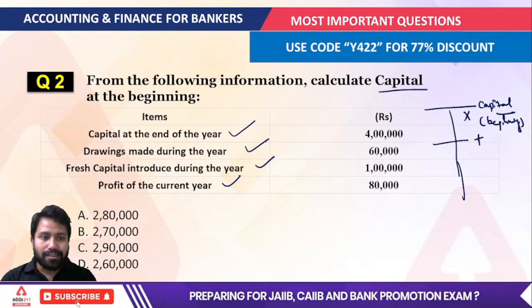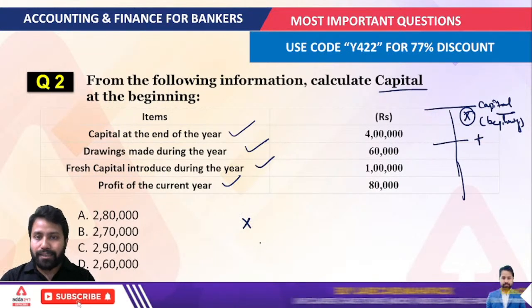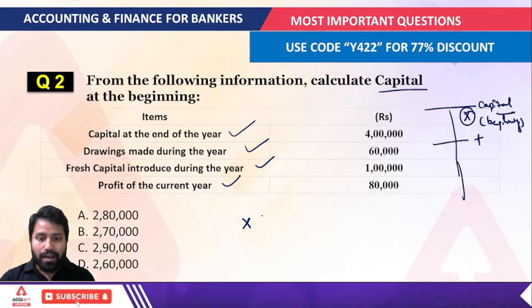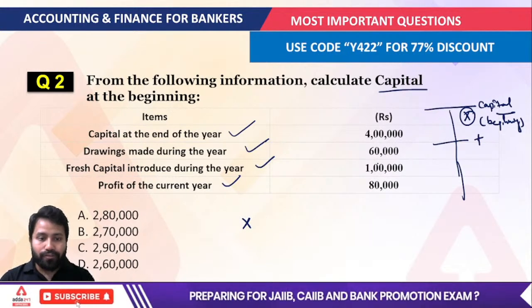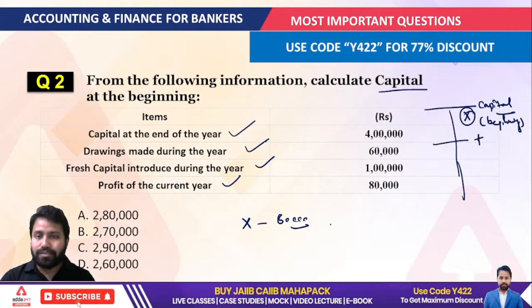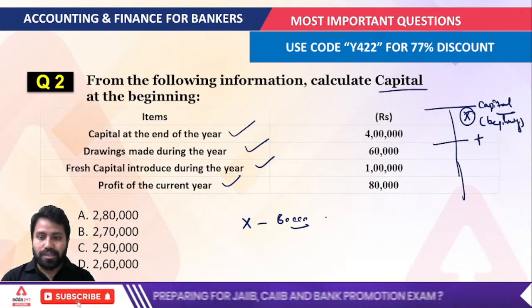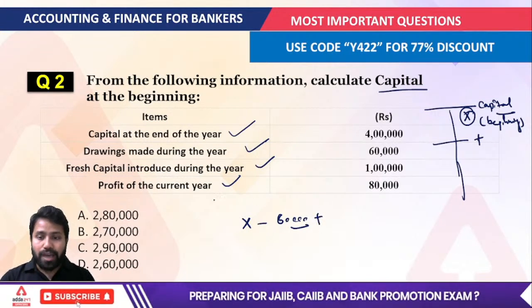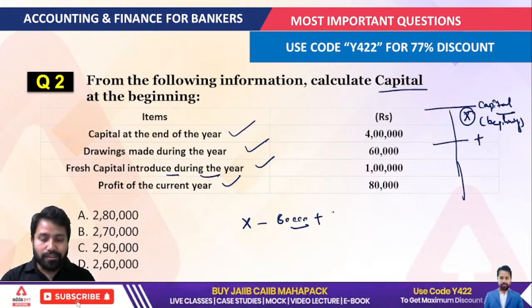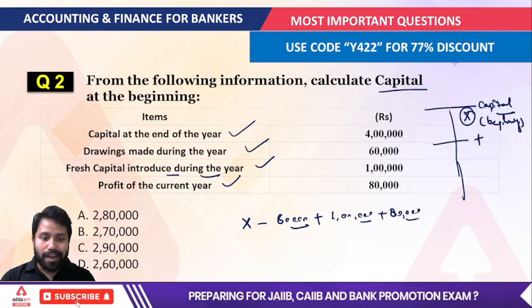So you actually started with the capital in the beginning. Let's call this x. This is the x that you have to calculate, the capital at the starting of the period. After that there are drawings of 60,000 rupees, so you just deduct this, because drawings are always deducted from the capital. Now the fresh capital introduced during the year is 1 lakh rupees, write it down here. The profit of the current year is given as 80,000, write it here.